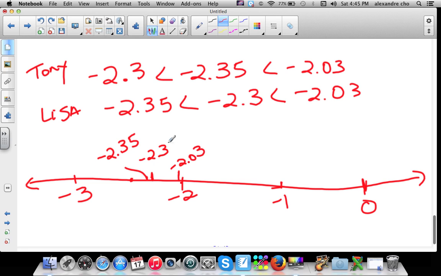Now you can tell who was correct, Tony or Lisa. Well, negative 2.35 is the smallest number. Negative 2.3 is the second smallest. And negative 2.03 is the biggest. So in order, it should be smallest, second smallest, third smallest. And the only person that has that in the correct order is Lisa. So remember, with negative numbers, the bigger the number, the more to the left they are. Okay? It's backwards.